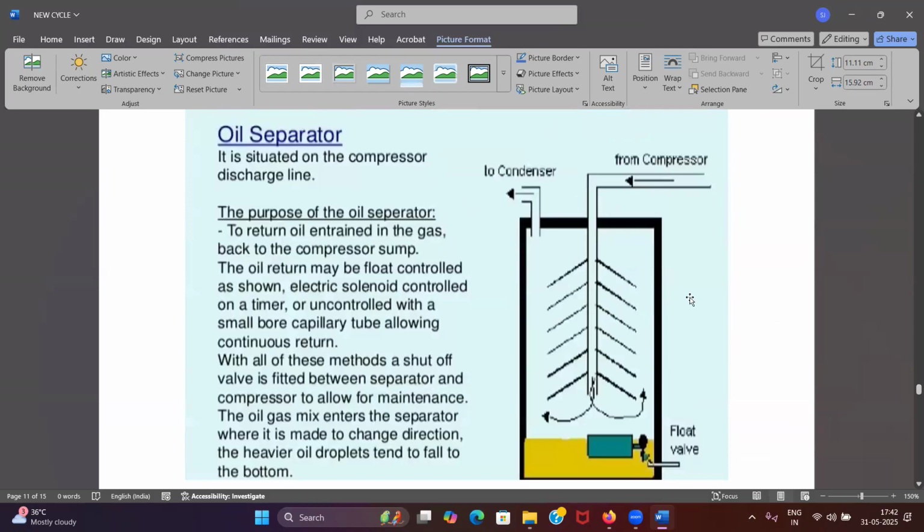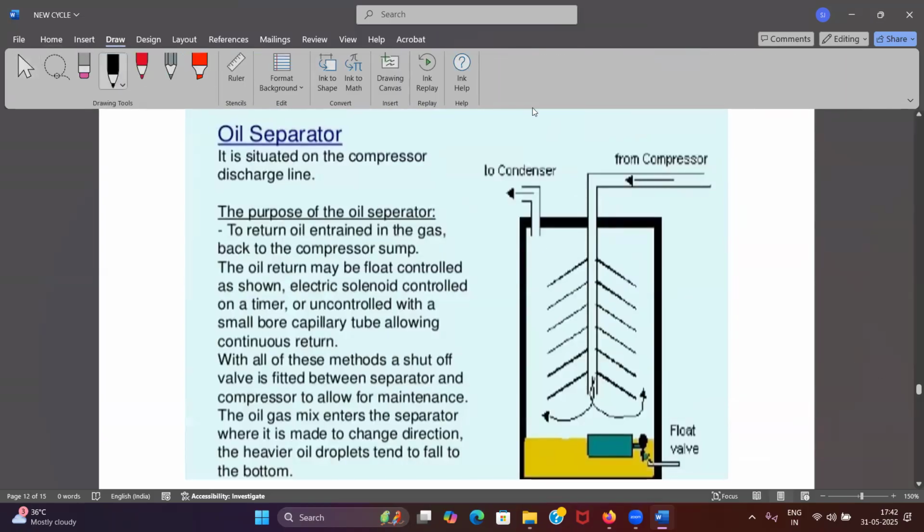Now you see here from the condenser or from the compressor, your refrigerant is coming, which might have some amount of oil in it, right? Oil carryover can happen, okay? So this mixture is going to go down. And since this mixture is in vapor state, it will move up, right? While moving up, it is going to pass through baffle plates.